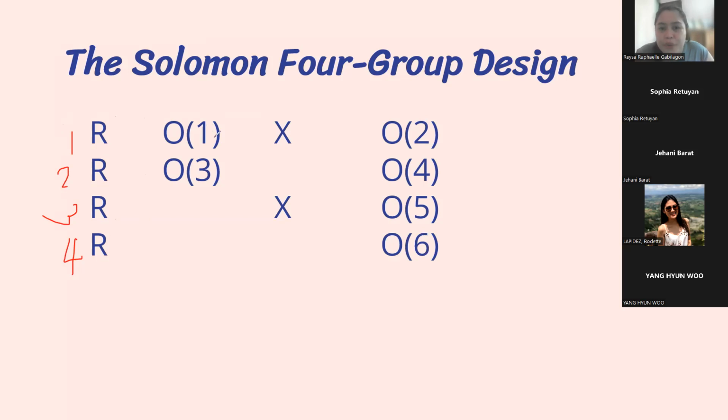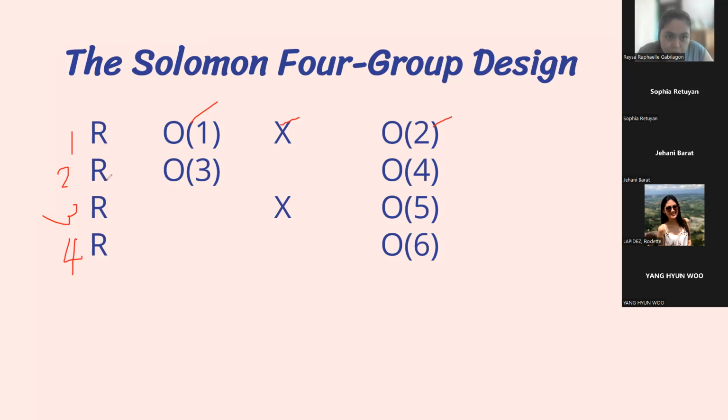Now, what are we going to do with the Solomon four group design? The first group will be having the pre-test. Ite-test muna. Tapos, bibigyan ng intervention. Tapos, yung intervention ay yung proposal na intervention. Kung ano yung pinag-aaralan natin na substance, for example. And then, magpo-post test. Yan yung gagawin sa first group.